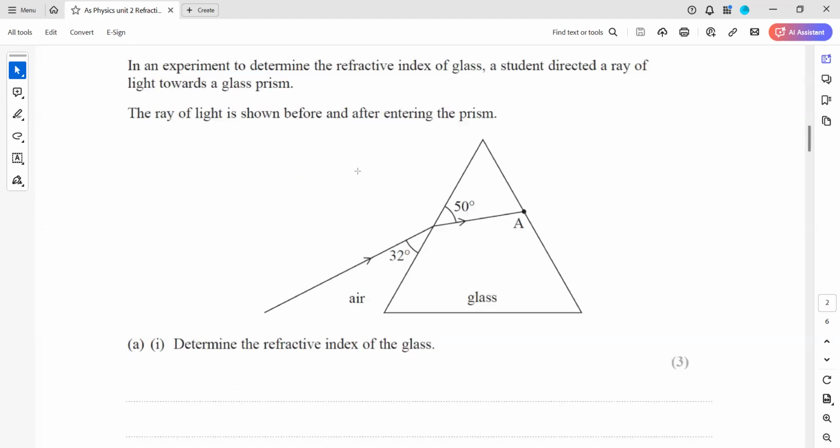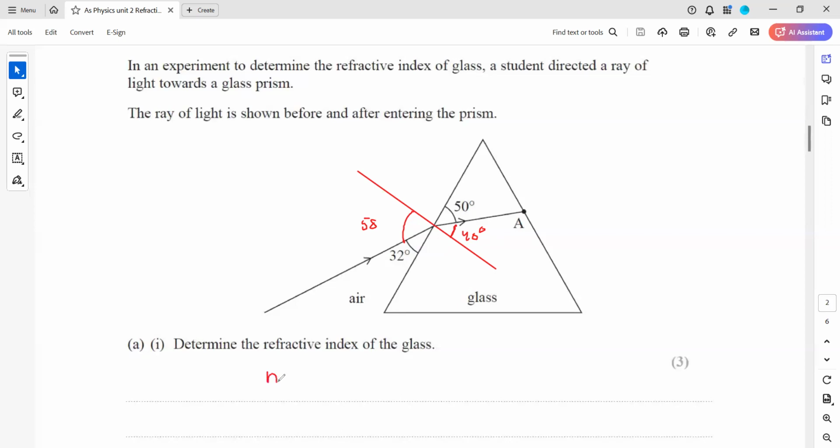So what we have to do is draw a normal. The normal should always be perpendicular. If the angle with the surface is 32, what will be the remaining angle? Because the total sum of the angle with the surface and the normal should be 90, this angle will be 58. And here, if this angle is 50, what should be the remaining angle? The remaining angle should be 40.